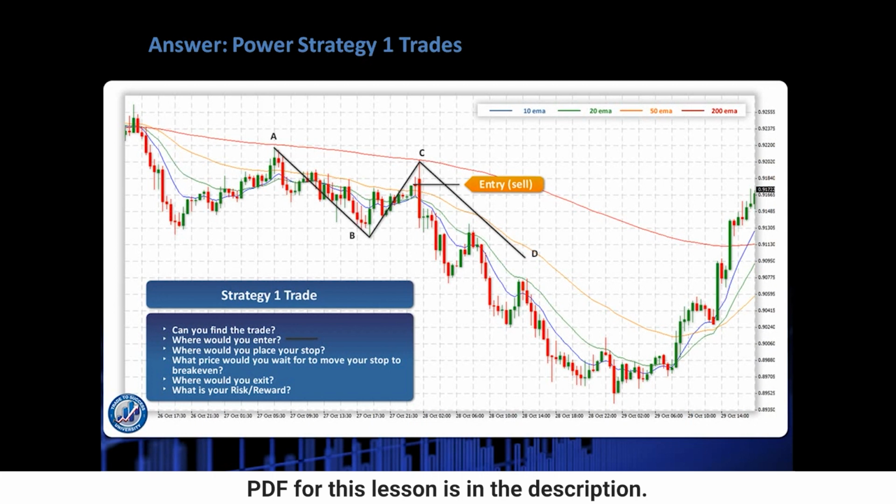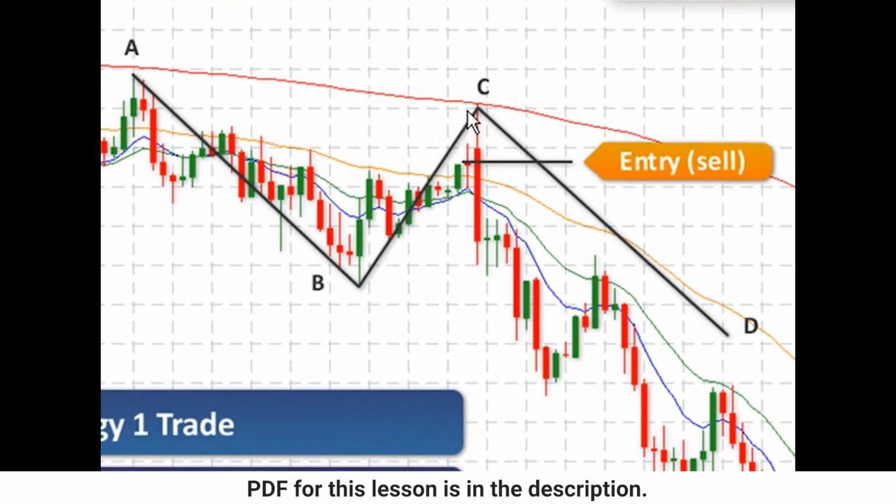Placing the stop is pretty simple. We're going to be placing the stop slightly above the C point. So we're going to be placing our stop as indicated. Now what about the price at which you want to move your stop to break even? Where are you going to be moving your stop to break even? At what point? Pause the video and work it out, and restart the video as soon as you've done that.